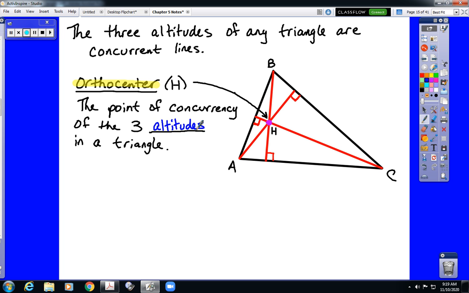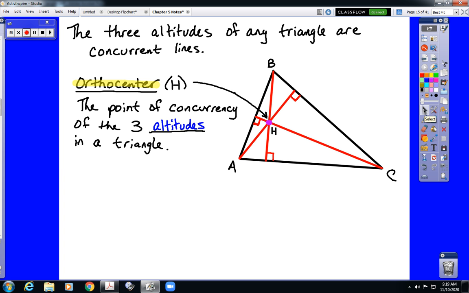So that's really all we're doing with altitudes. Later in the course we'll use altitudes to find area, just like we did in junior high. But otherwise, we're not going to use altitudes very much in this section. It's really just a vocabulary word to be added to our information.